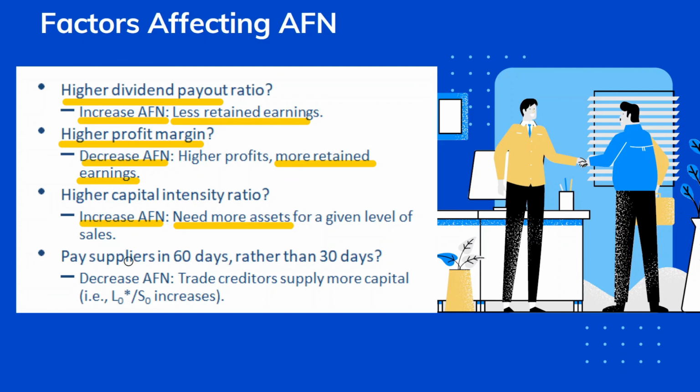Last one, what if the firm pays suppliers in 60 days rather than 30 days? Which is very good. We get to retain some cash. We don't have to pay the suppliers quicker. As a result, these suppliers provide some free credit to the firm. Then there will be less additional fund needed.